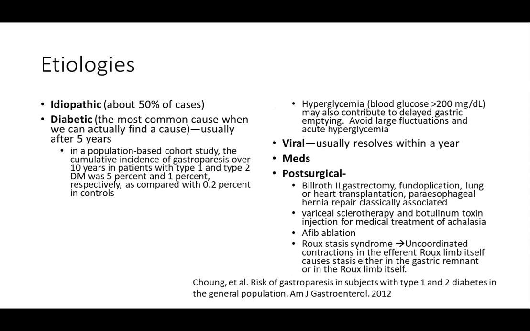So we talked about most of this already. Idiopathic is about 50% of gastroparesis causes. Diabetes makes up the majority, and of the things that we know, diabetes is the most common when you can actually rule it out. Viral. Not sure if you guys have ever experienced this, but I've personally experienced a post-viral gastroparesis. It's terrible. It can last for months. It usually does resolve in a year. And so I do feel for our patients. I understand it's not comfortable to not be able to eat. You just don't feel very well.